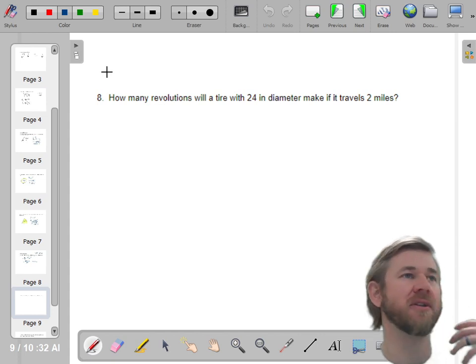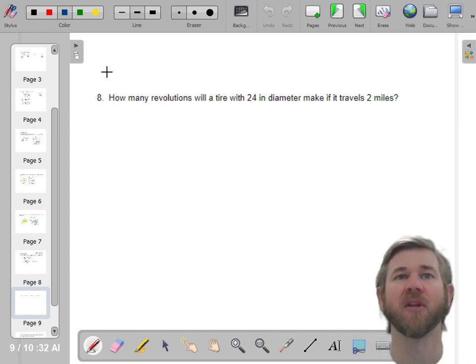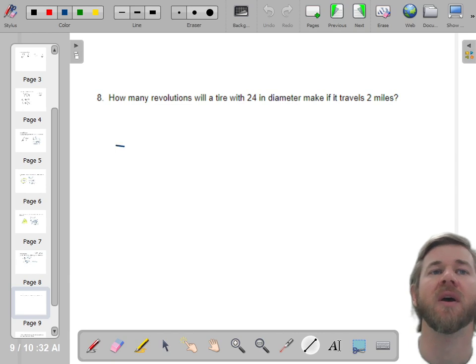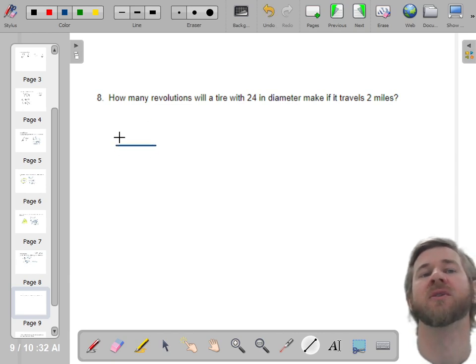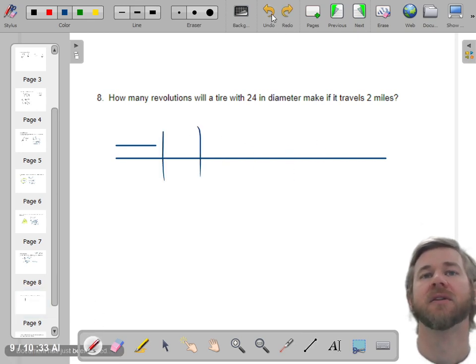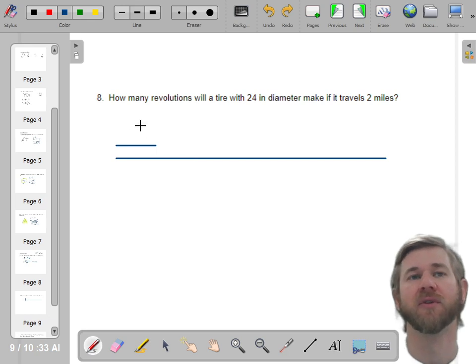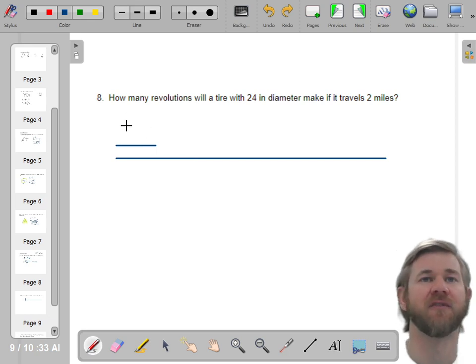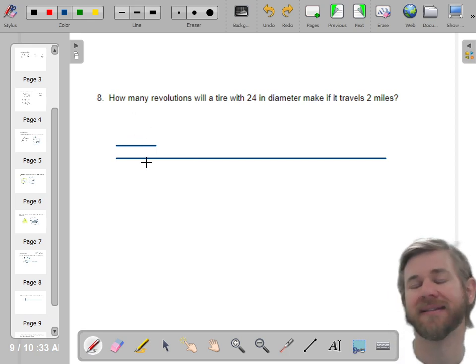This is where you can use a formula, but sometimes you get hung up on a formula. Let's just think about what we know. We can figure out what one revolution would be, and we can figure out how far we need to go. We just need to figure out how many it's going to take. The first thing we do is figure out what's one revolution. If you're trying to figure out how far a tire goes in one revolution, that's its circumference.